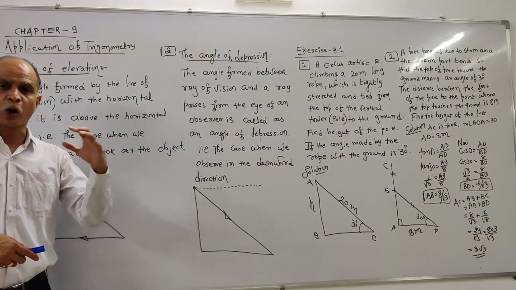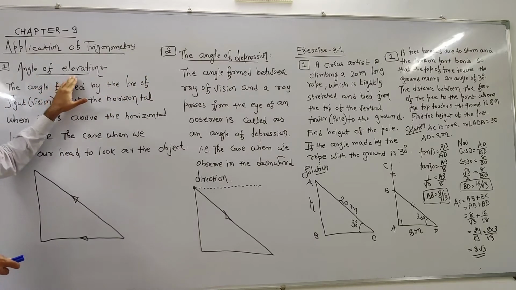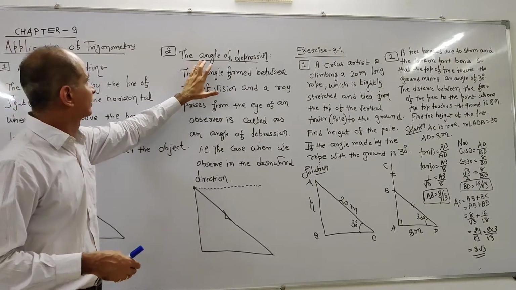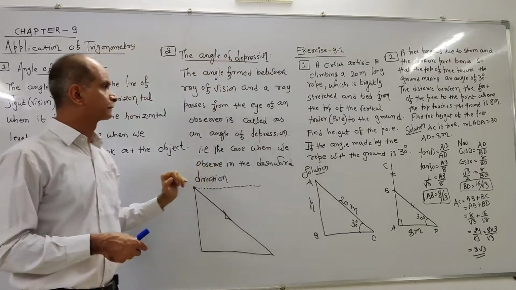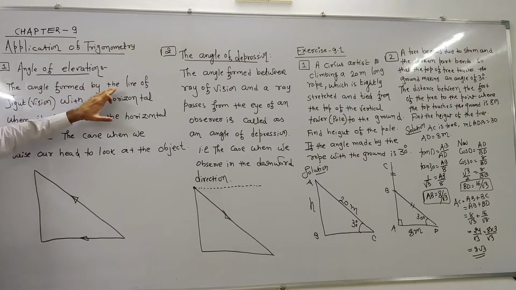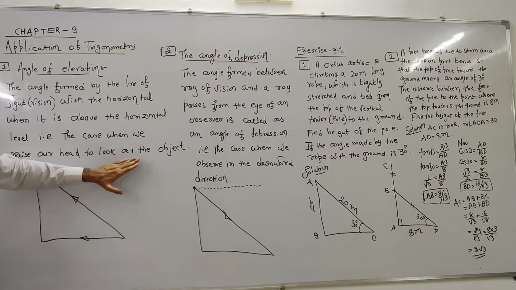When a person observes in the upward direction, you have to use the concept of angle of elevation. When a person observes in the downward direction, then you have to use angle of depression. So what is angle of elevation? The angle formed by the line of sight, you can say line of vision or ray of vision, with the horizontal line when it is observed above the horizontal level. That is the case when we raise our head to look at the object.